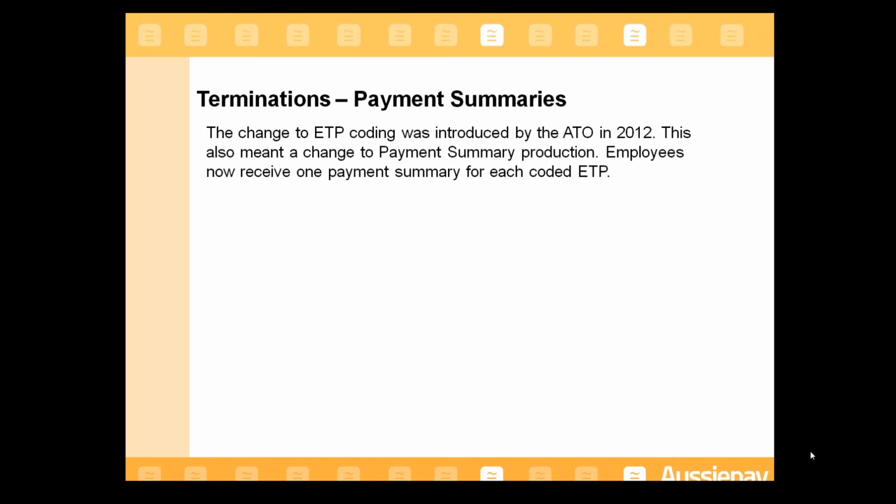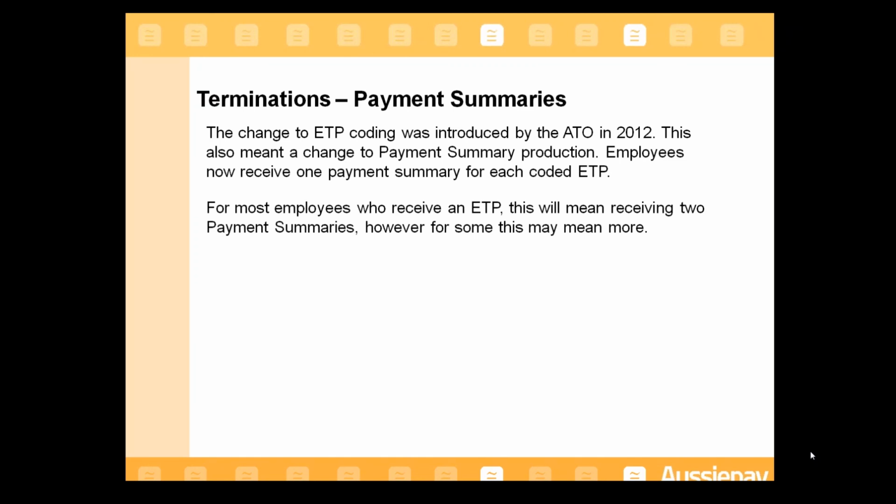As I said, the ETP coding was introduced in 2012 by the ATO. It also meant a change in production. So employees now receive one payment summary for each coded ETP. So you can have more than one ETP code. So employees might receive 2, some might receive more, but it is most often that they'll only receive 1.